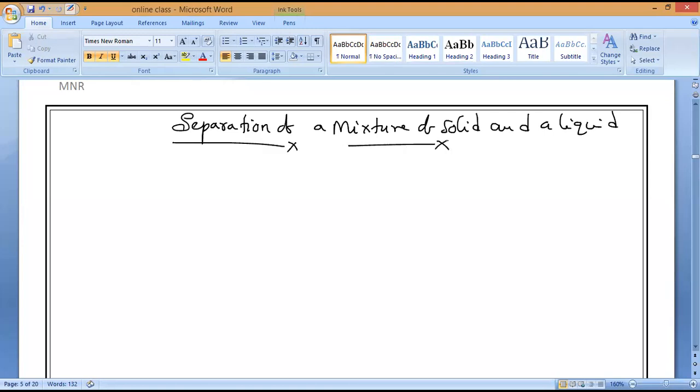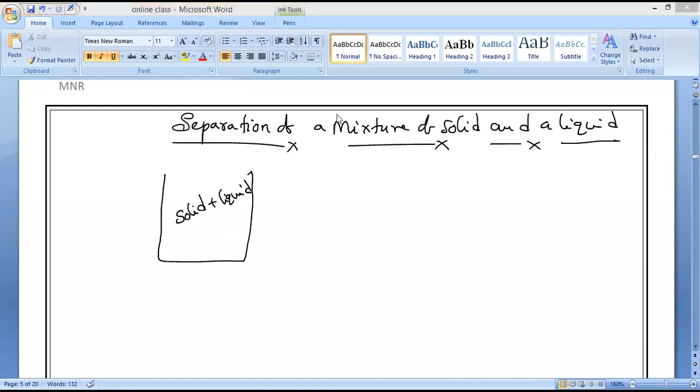Now observe very carefully. I am saying solid and a liquid, so what is our mixture containing? Solid plus liquid. Now my question is, is it a soluble solid or an insoluble solid? Maybe a soluble solid or maybe an insoluble solid. Do you understand, everybody? So that is what you have to remember. It may be insoluble or it may be soluble also.